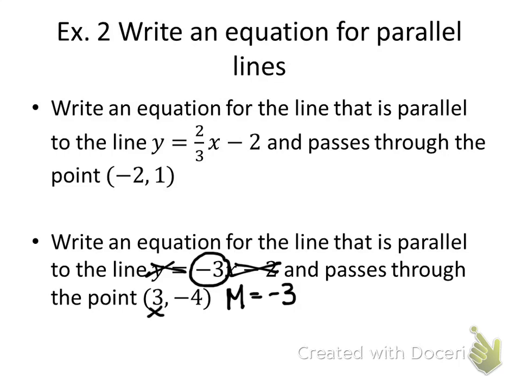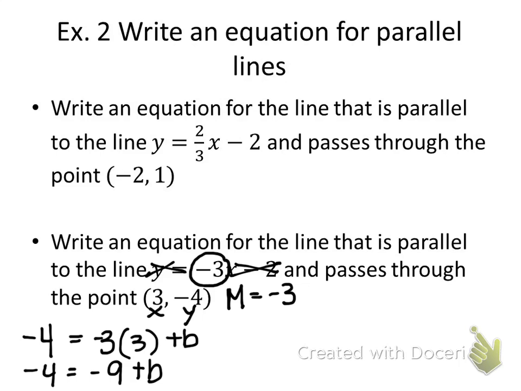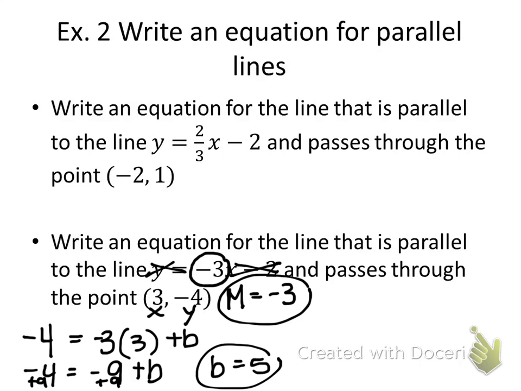And now I have my x and my y, and I'm going to plug it in. So I've got -4 equals... I'm sorry, -3 times 3 plus b. -4 is equal to -9 plus b, and I add 9 to both sides, and I get b is equal to 5. Now I've got my slope and my y-intercept. I can write my equation. y equals -3x plus 5.